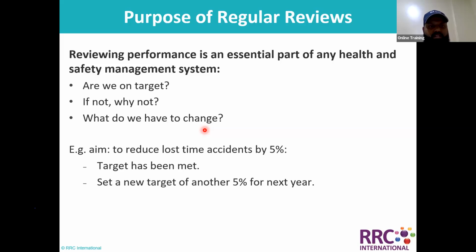For example, it says aim to reduce lost time accidents by 5%. This was our aim. If the target has been met, what are we going to do? We are going to set a new target of another 5% for the next year. So we check our target. If we have met it, improve it. If not, remove the gap and reach the target.